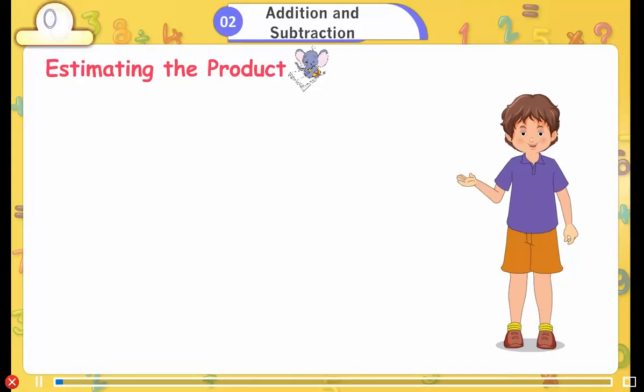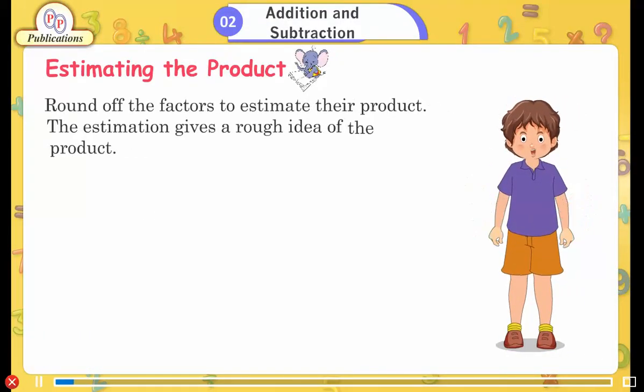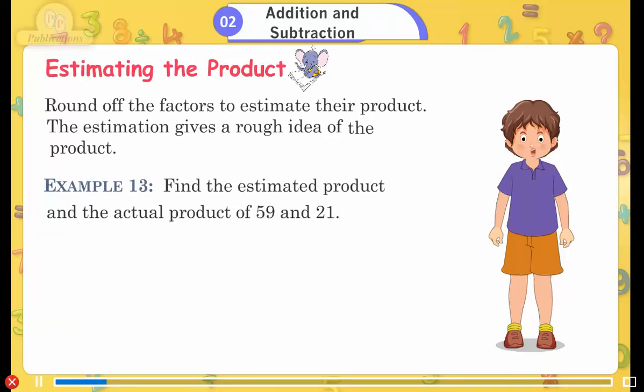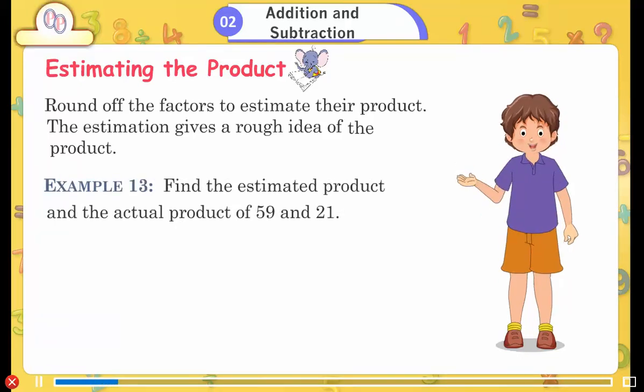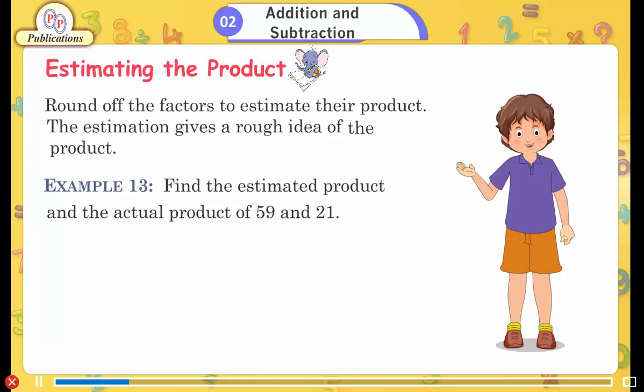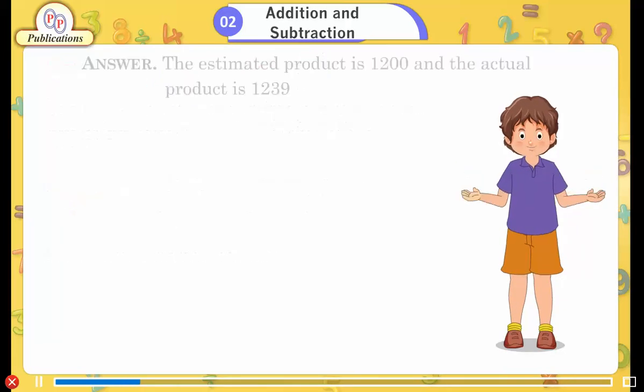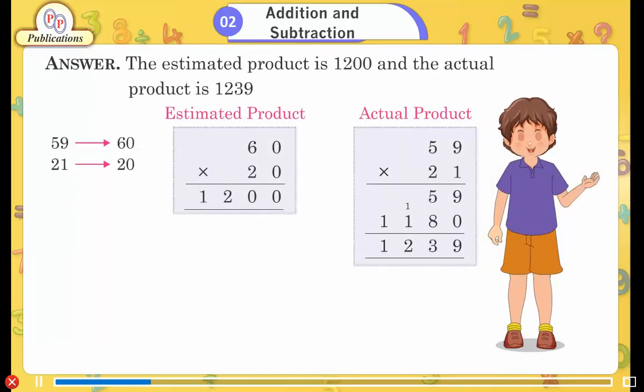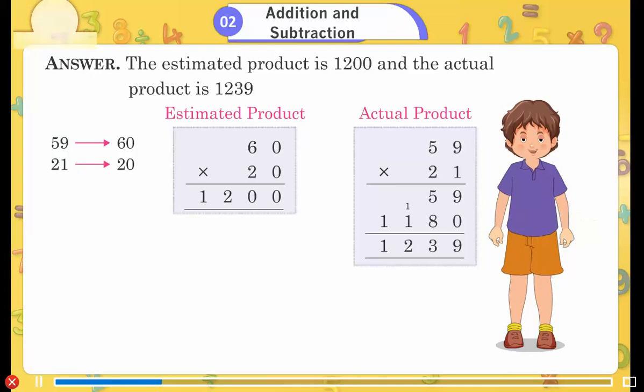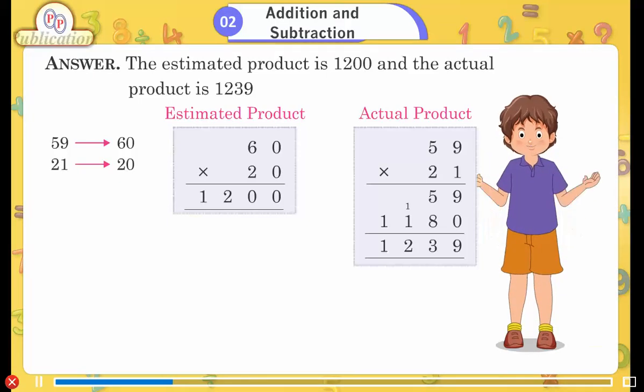Estimating the product. Round off the factors to estimate their product. The estimation gives a rough idea of the product. Example 13. Find the estimated product and the actual product of 59 and 21. Round off to the nearest 10. Answer: the estimated product is 1200 and the actual product is 1239.